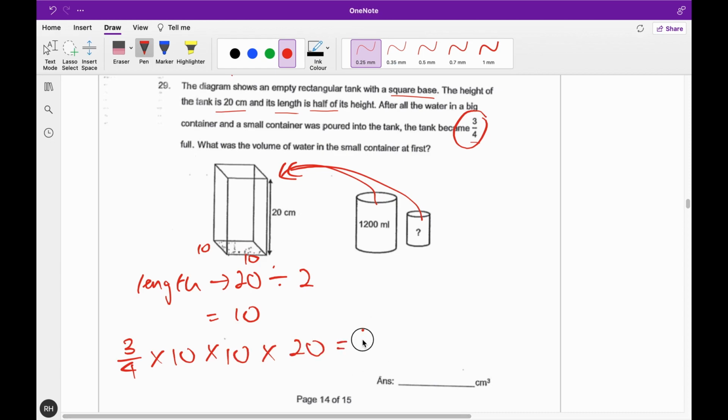The answer is 1500. And in order to find the small container, we will take 1500 minus away the volume of the big container. So this is 1200, we know the answer is 300.